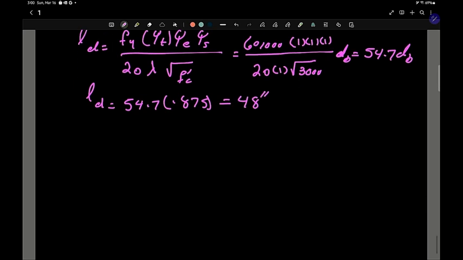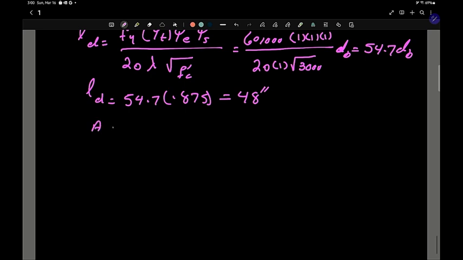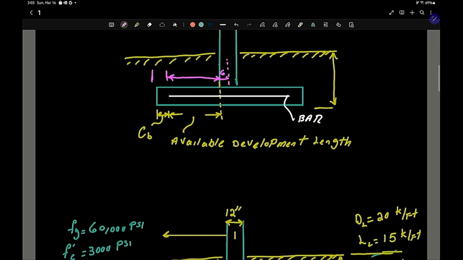Okay, next we're going to compare that to the available development length. This is our development length. It's from the face of the wall to the edge of the cover. We got 3 inches of cover right here, and from the center of the wall to the edge of the wall is 6 inches, and this whole thing is 10 feet. So that becomes 10 feet divided by 2 minus 6 inch minus 3 inch.